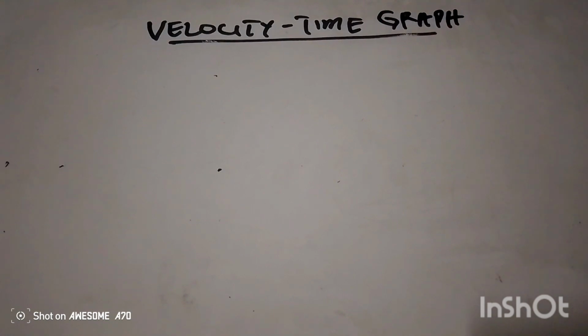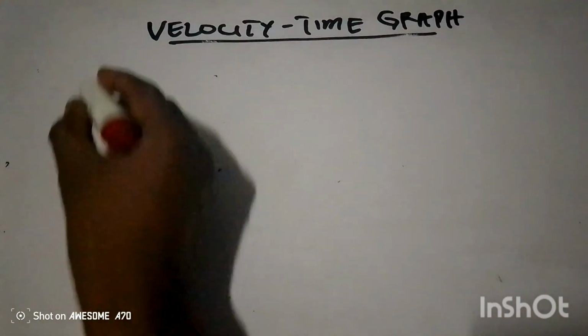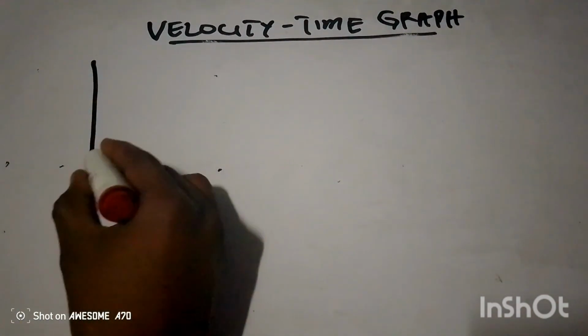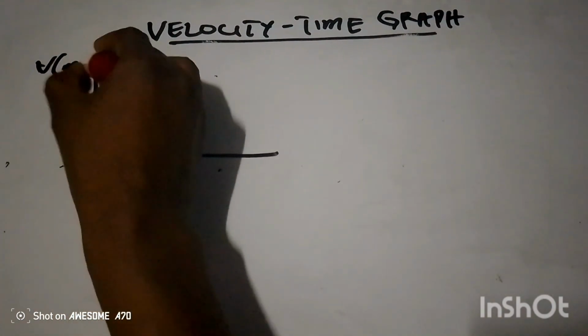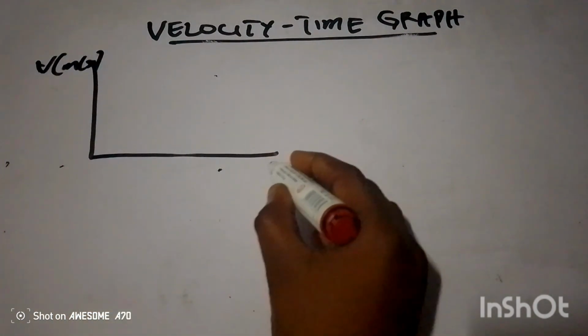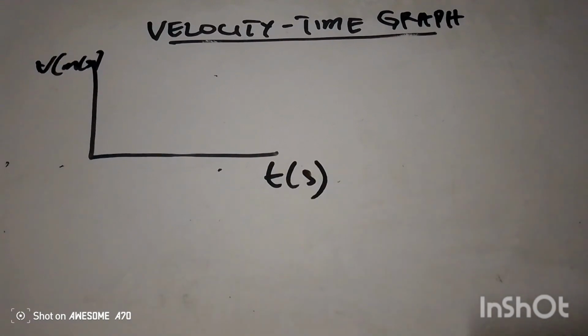Okay, now concept number two is when a body is undergoing what we call uniform velocity. That is when the velocity of the body is constant. At this point, the body is neither accelerating nor decelerating, so the acceleration of the body is 0. So let's draw the graph now. This is the graph of velocity time. We have the v in meters per second, and then we have our time in seconds.